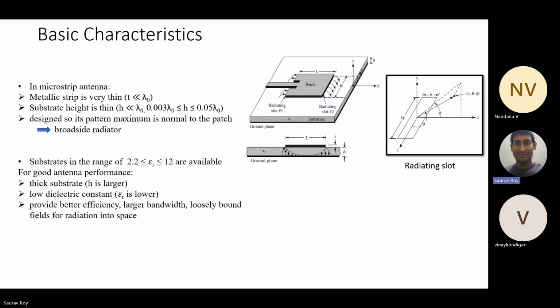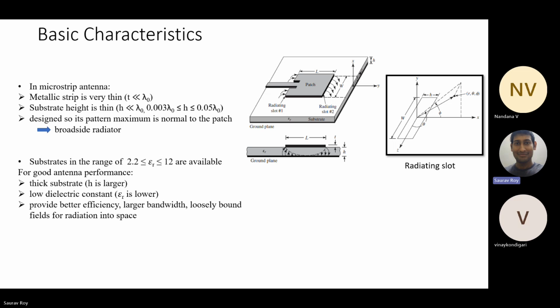Okay, so that's why the field must be loosely bound. If the substrate thickness is very thin, then what happens? The electric fields or magnetic fields between one metallic patch and the ground plane will be very tightly bound, right? So the fringing field will be very less. That is what we don't want. That is required only in microstrip circuits.